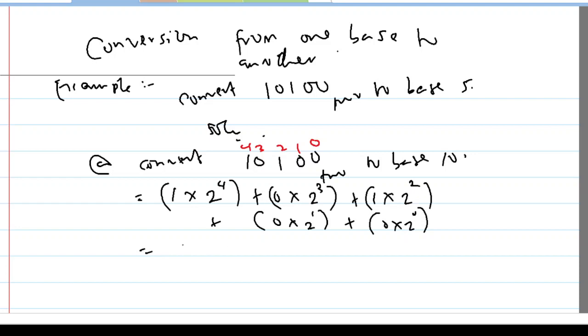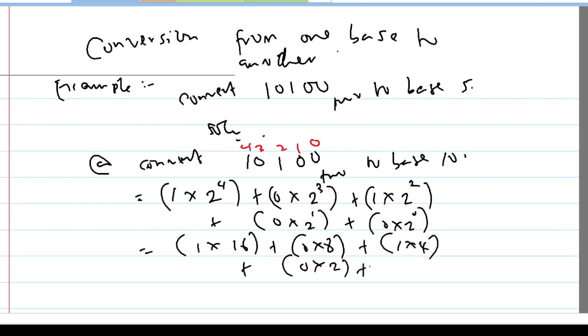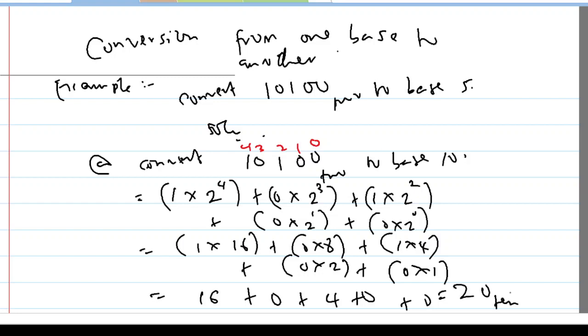If you simplify it further, you are going to have 1 multiplied by 2 raised to power 4. That's 2 times 2 times 2 times 2, which is 16, plus 0 times 8, plus 1 times 4, plus 0 times 2, plus 0 times 1. Any number raised to power 0, with the exception of 0, is 1. Then you have 16, this will give you 0, this will give you 4, this will give you 0 plus 0. So that gives you 20 base 10 at the end of the day.